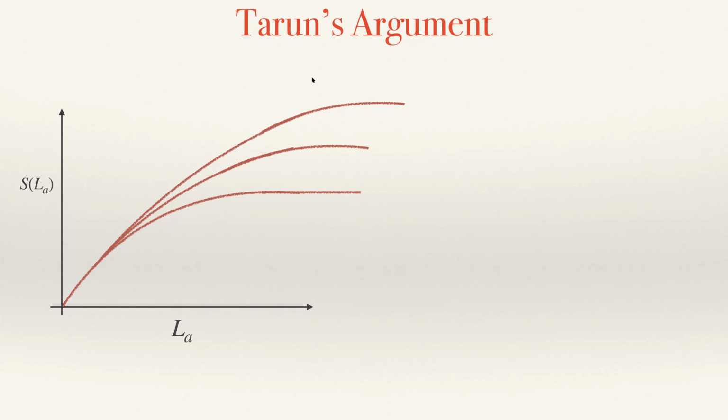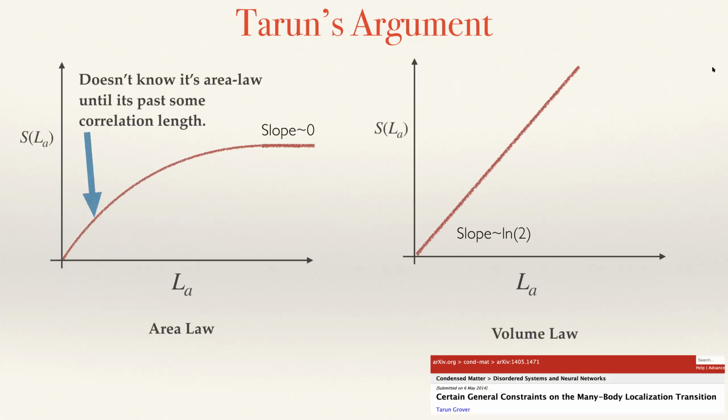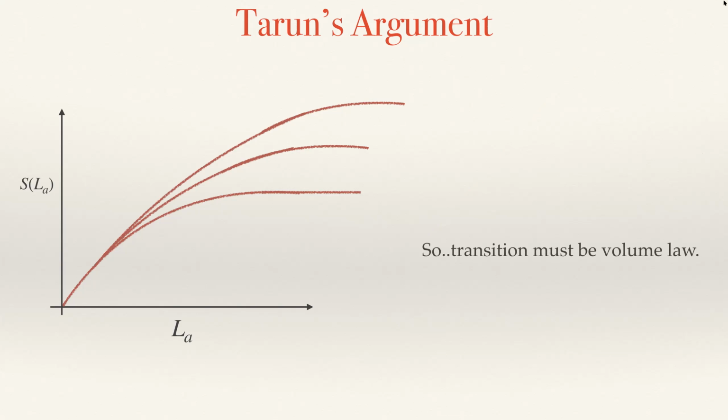And this is really a nice argument. He argued there's a part of this argument where you use strong subadditivity to argue that this curve has to be monotonic in this way. And it's sort of a very reasonable thing on general grounds. In fact, the paper is called Certain General Constraints on the MPL Transition. Okay, great. So the upshot of this is really the entanglement of the transition must be volume law.